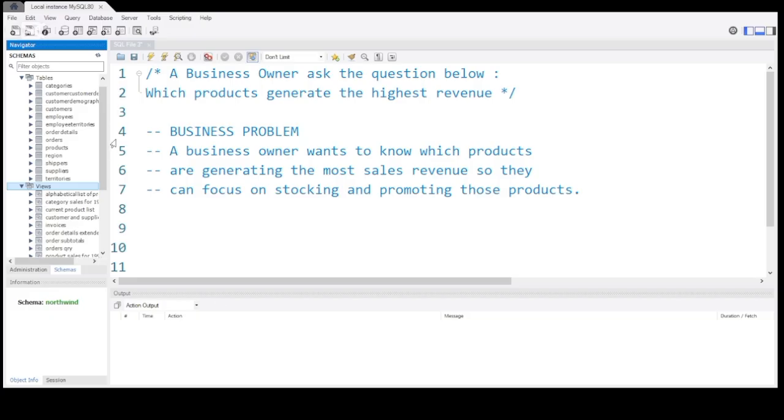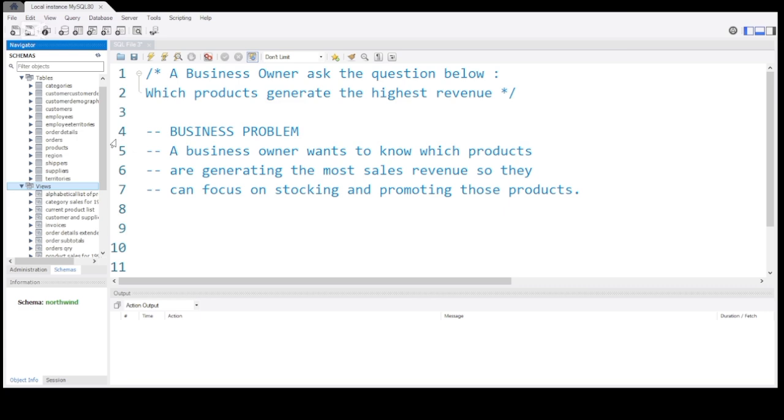I want to help a business owner to solve a business problem. I want to do a business analysis. The problem is that the business owner wants to know the product that generates the highest revenue for them. And this business owner has structured data already. They have the database where they input all their records. So they have a well-structured table in their database.